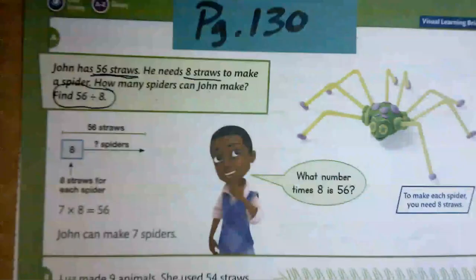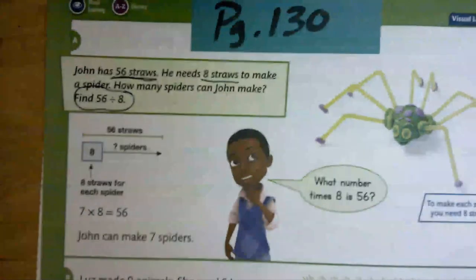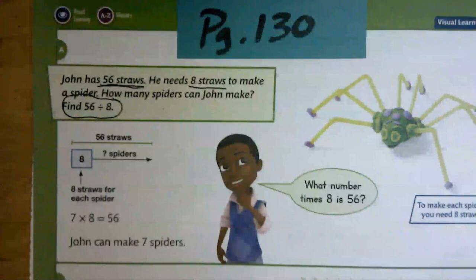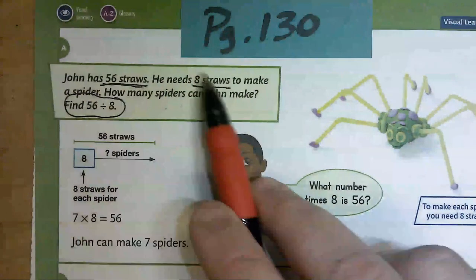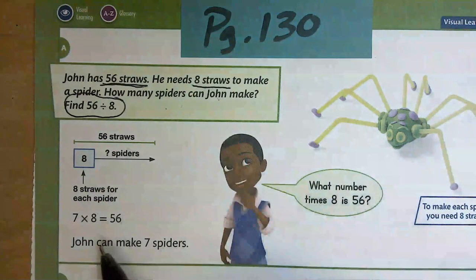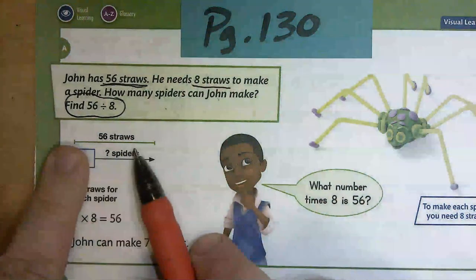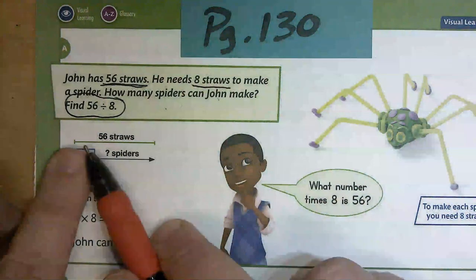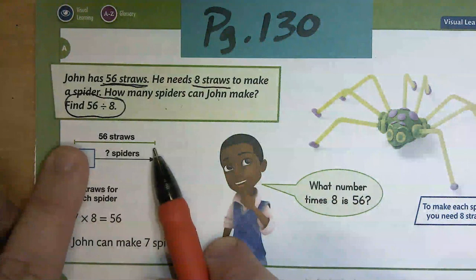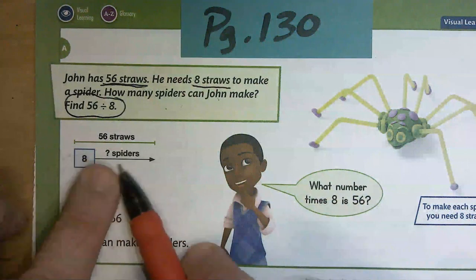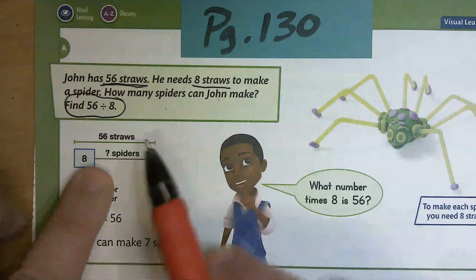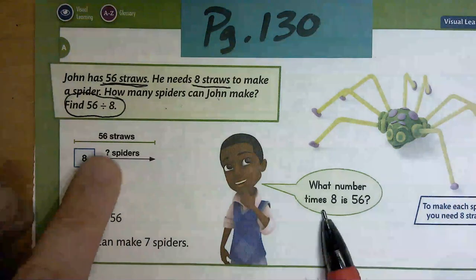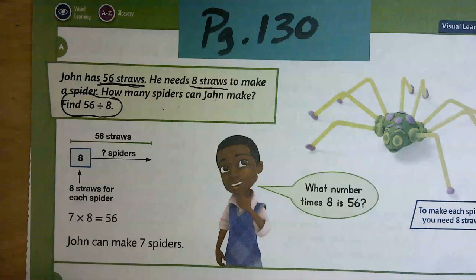I'm going to zoom in a little bit more for us. There we go. It's a little bit better. So what they're asking here is they're asking us to start with our 56 straws and divide it by 8 straws to make those spiders. So here they've drawn their model here. So 56 straws is how many we have. And they're saying how many boxes of 8 could we do to make that whole group? All right. But another way to think about that is, well, what number times 8 is 56?